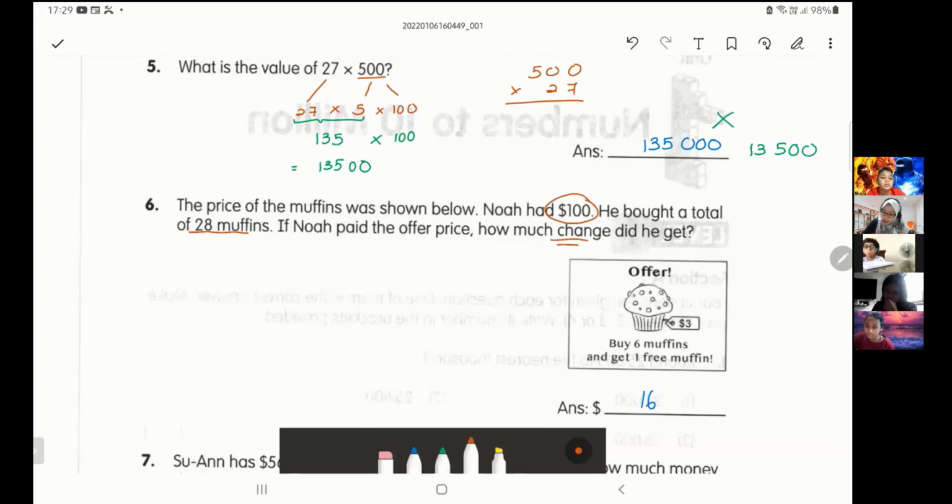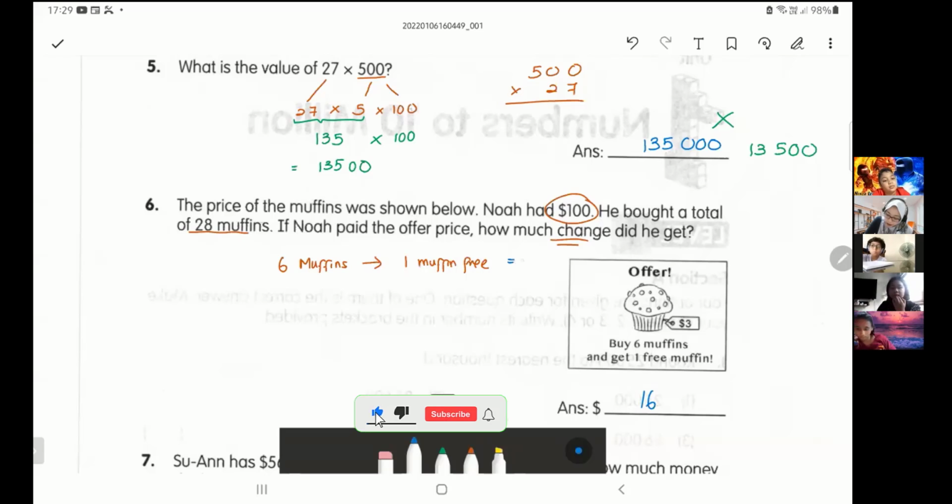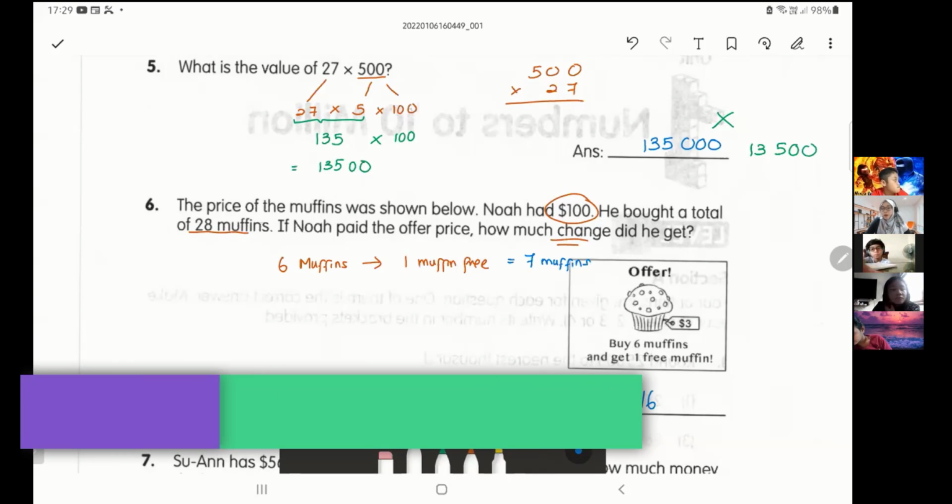So I need to find out over here. He bought a total of 28 muffins. Okay, let's write down first. 6 M is muffin. Okay, I write down 6 muffins. I get 1 muffin free. This is a total of, if you look at it, 7 muffins, right? Okay, I get 7 muffins.